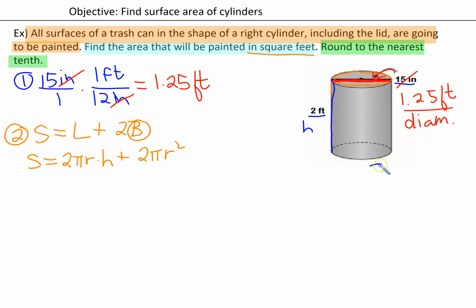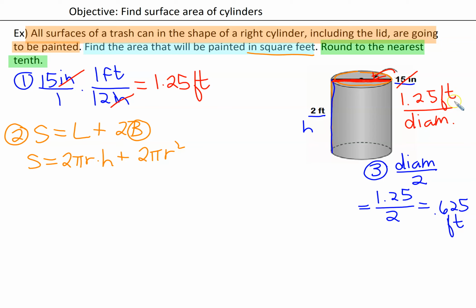And so we have to calculate our radius. So over here, I am going to figure out my radius, which remember is half of my diameter. So I take my diameter divided by 2, and that is going to give me my radius. So 1.25 divided by 2 gives us 0.625. The units on this will be feet, because our diameter is in feet, so is our radius. That's our radius r.